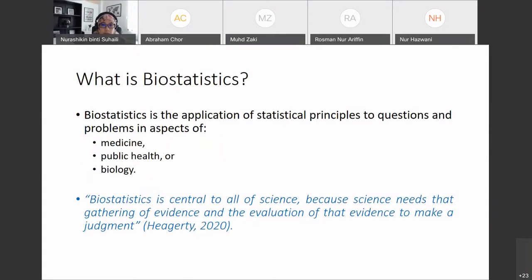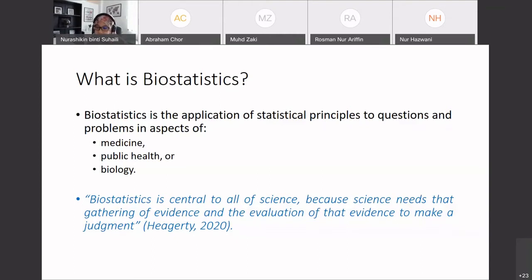So what is biostatistics? Basically, it's statistics applied in the biological field. It's the application of statistical principles to questions and problems in aspects of medicine, public health, or biology. That's why it's termed biostatistics. It's actually statistics, but focused on the biofield. It's central to all of science because science needs the gathering of evidence and the evaluation of that evidence to make a judgment.